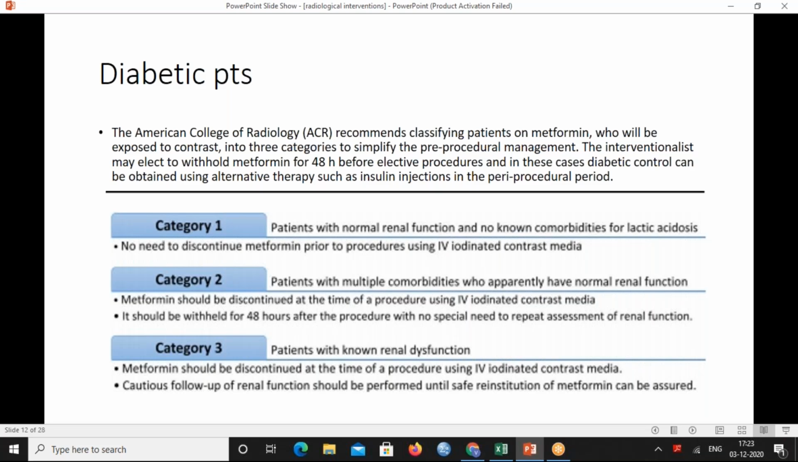In category 2, multiple comorbidities are there, but apparently normal renal function. Then metformin should be discontinued at the time of procedure only, and it should be withheld for 48 hours after the procedure with no special need to repeat assessment of renal function. And for category 3, with known renal dysfunction, metformin should be discontinued at the time of procedure and should be restarted only after renal function is reassured.